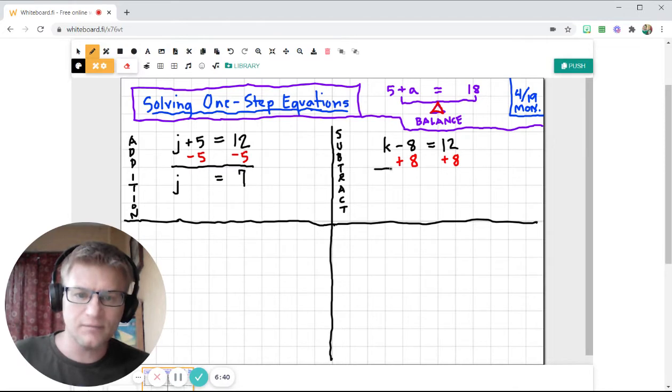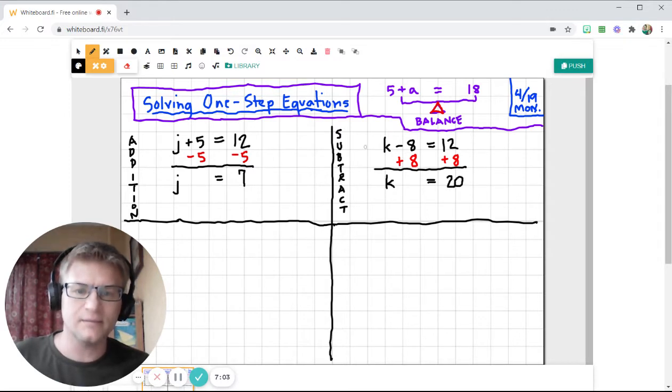So in this case, we're going to do the same thing we did on the addition equation. We're going to say, well, I see minus 8. Therefore, I need to add 8. I need to make it positive 8, right? And those two go away. They are canceled out. So all I have left is k equals, right? The 8s are gone. 12 plus 8 equals 20.